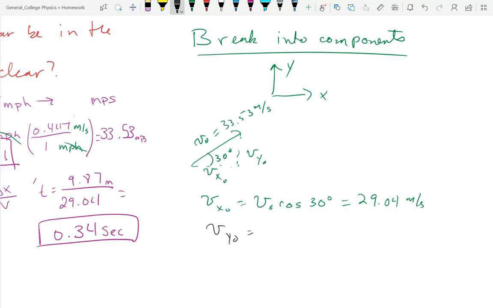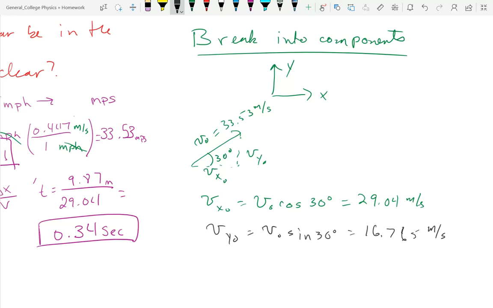Vy0, that's the opposite side of the triangle. So which trigonometric function relates opposite and hypotenuse? Sine. 30 degrees is a wonderful angle because sine of 30 degrees is 1/2. So all I have to do is take half of 33.53, and that's going to be 16.765 meters per second, the initial velocity in the y direction. So I've broken it into components.